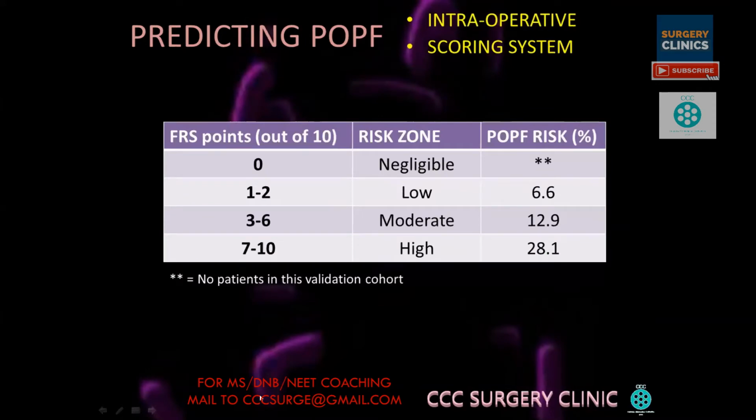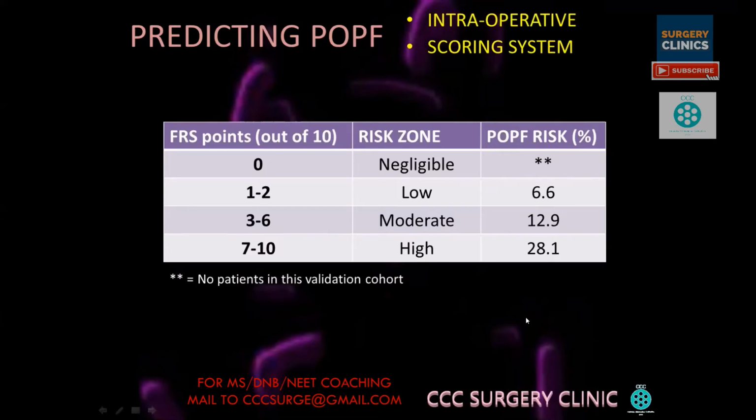Now, this is the fistula risk scoring point out of 10. 0 is negligible. There's hardly any percentage of pancreatic fistula forming. If your range is 1 to 2, you have a 6.6% chance of developing a pancreatic fistula. 3 to 6. So this gentleman had 4 plus 1, 5. So he had a moderate risk, 12.9%. So that's about 13% chance of developing a pancreatic fistula. 7 to 10, you have a very high risk, which is around 28%.